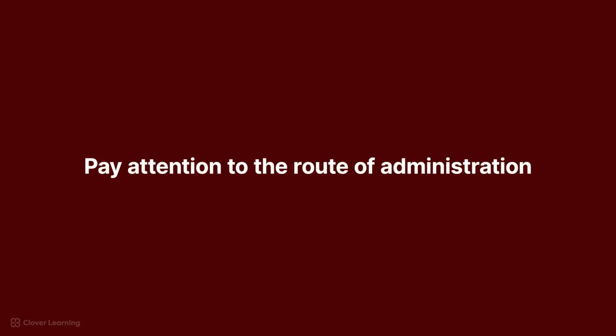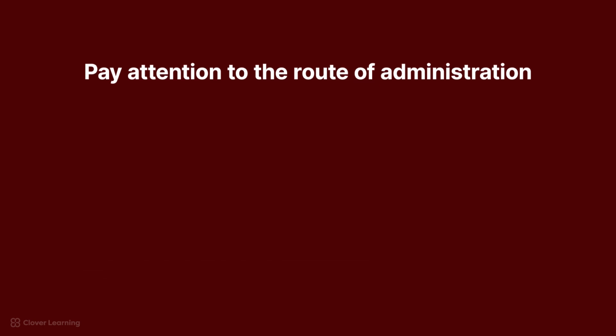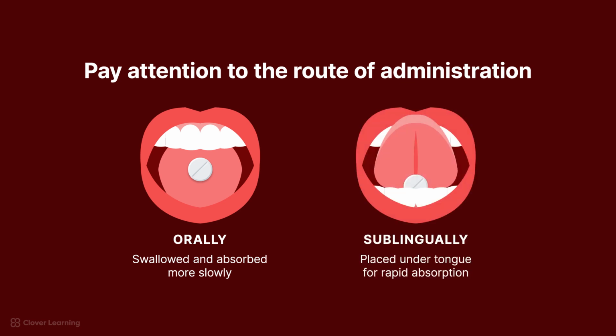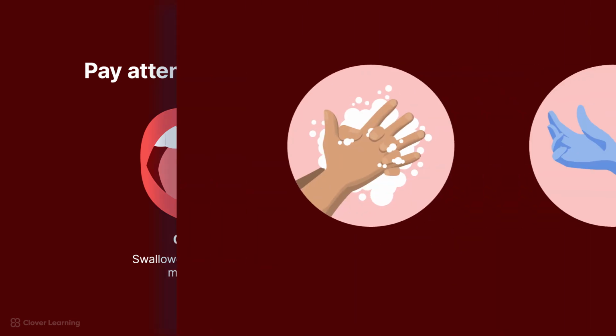When administering medications for cardiovascular disorders, it is especially important to pay attention to the route of administration. Some medications are administered orally, while others are administered sublingually. Oral medications are swallowed and absorbed more slowly through the stomach and intestines, while sublingual medications are placed under the tongue for rapid absorption into the bloodstream.